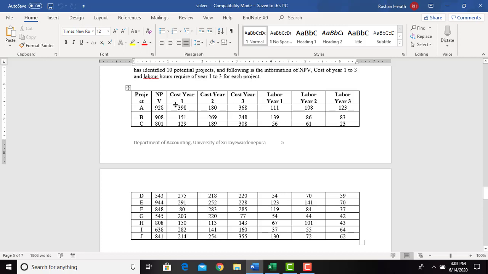You may have to invest in the first 3 years. So, for each of these projects, what would be the investment that it takes in each of these years are given. And similarly, this particular project would take some labor. In that particular case, they have given the labor hours that it takes in each of the years from year 1 to 3. Probably this project is for a 3 year lifetime.